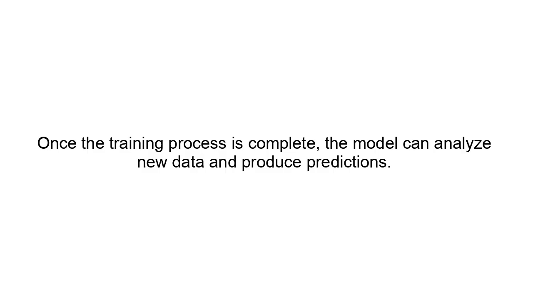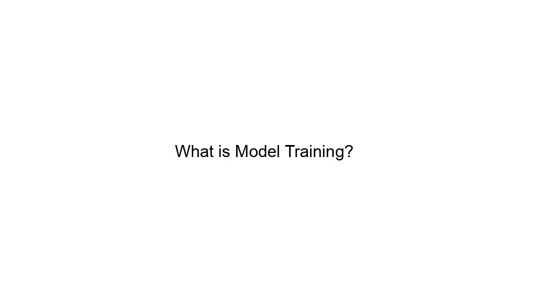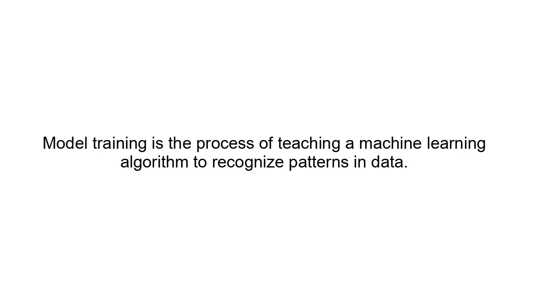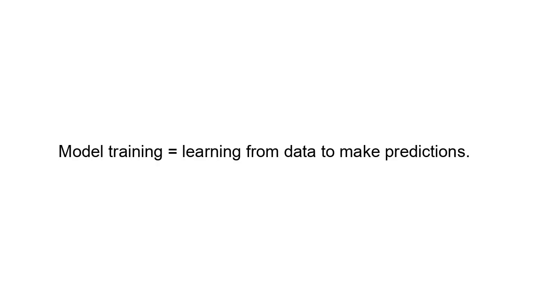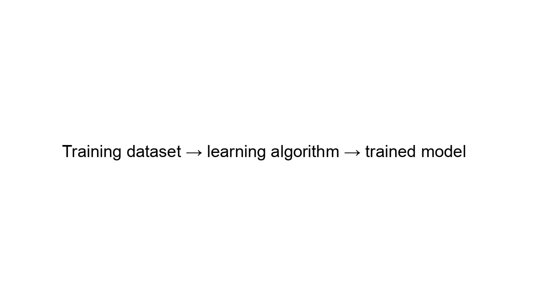What is model training? Model training is the process of teaching a machine learning algorithm to recognize patterns in data. In simple words, model training equals learning from data to make predictions. Example concept: training dataset means learning algorithm means trained model. The algorithm analyzes input data and gradually improves its predictions.